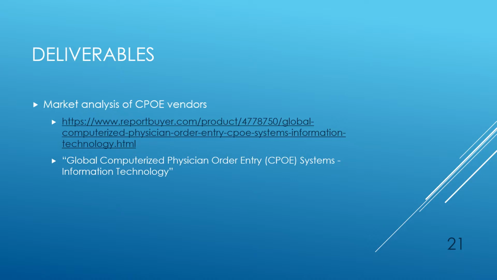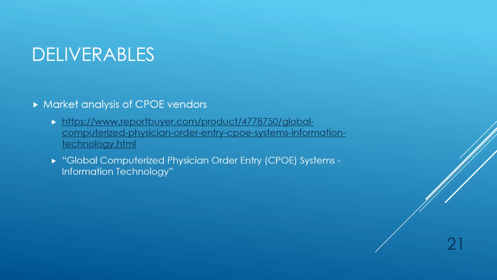As with most research projects, it's wise to start with a Google search. Searching on the term standalone CPOE systems brings up no dearth of results, but the knowledge source for the top couple results points to this page, and you see the URL for that page there. Now, clicking that link takes the user to a page that displays a report name, and that name is Global Computerized Physician Order Entry Systems - Information Technology, and is published by Report Buyer.